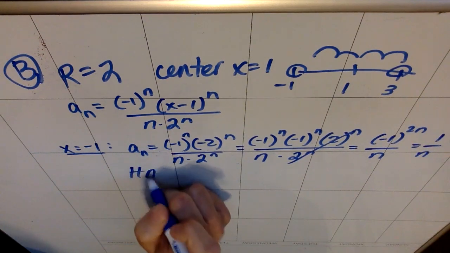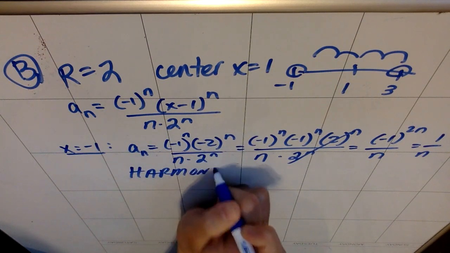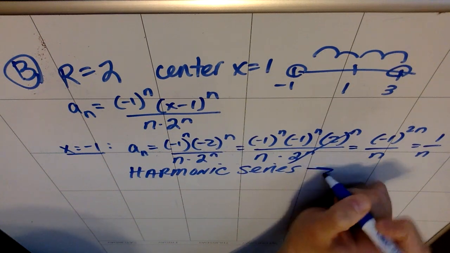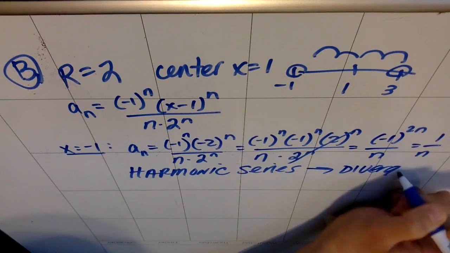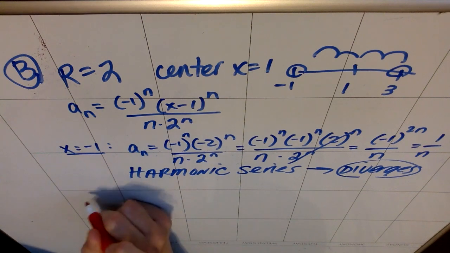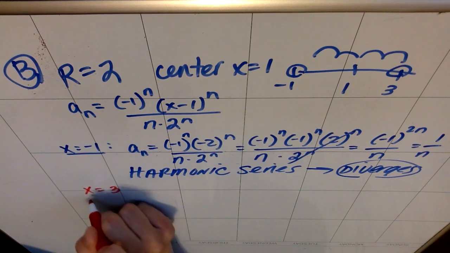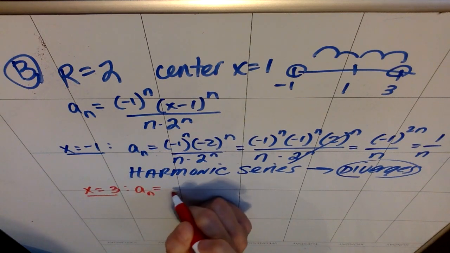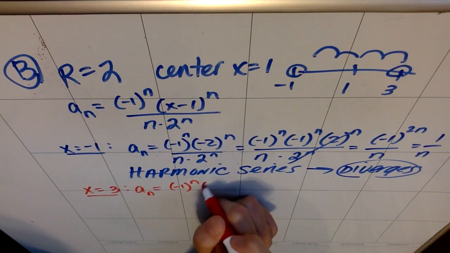This is the harmonic series. So if your a sub nth term is 1 over n, it's the harmonic series, and the harmonic series diverges. Now, what usually happens in a problem like this is that one endpoint yields the regular harmonic series, like this one did, and the other endpoint yields the alternating harmonic series, which converges. We can't know that's going to happen, but you'll see that enough in problems that it's pretty common.